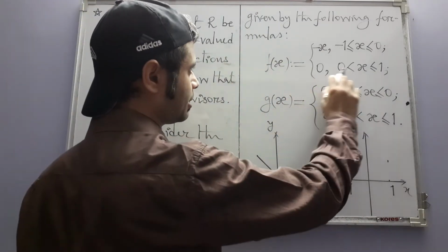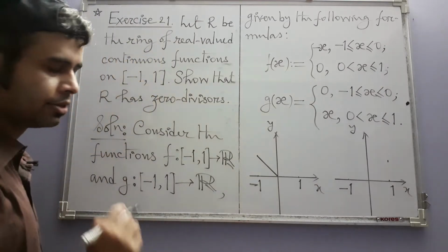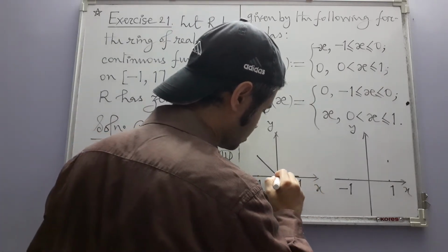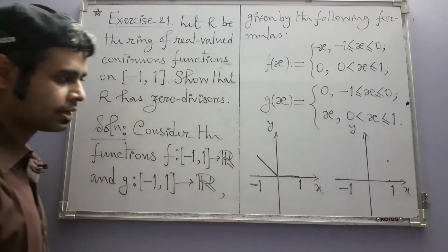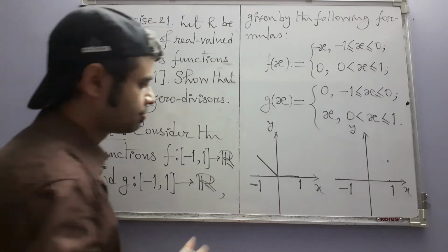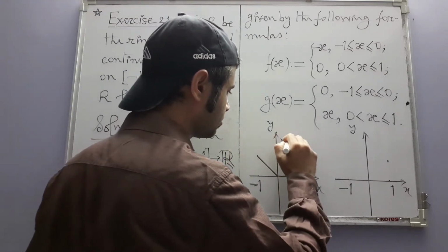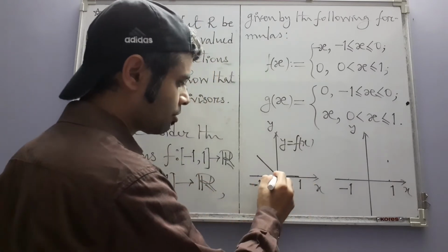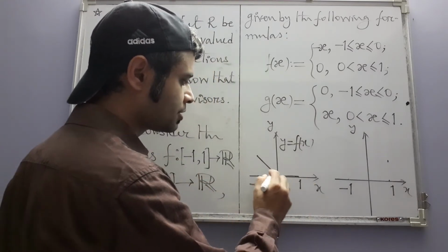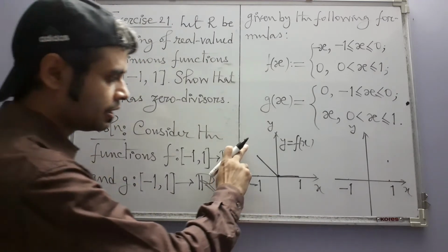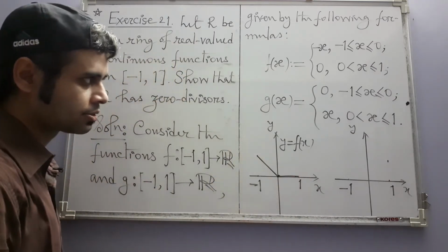And in this part, the function is constantly 0. So that means the graph is just this line segment on the x-axis. So this is the graph of f, y equal to f of x, and it is continuous. It is not differentiable at this point. There is a sharp corner, but that is a different thing. It is unbroken, so it is continuous.